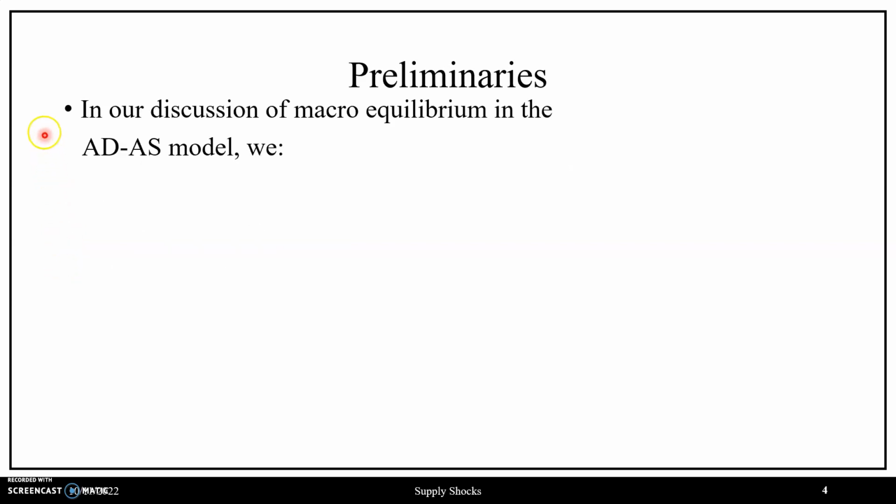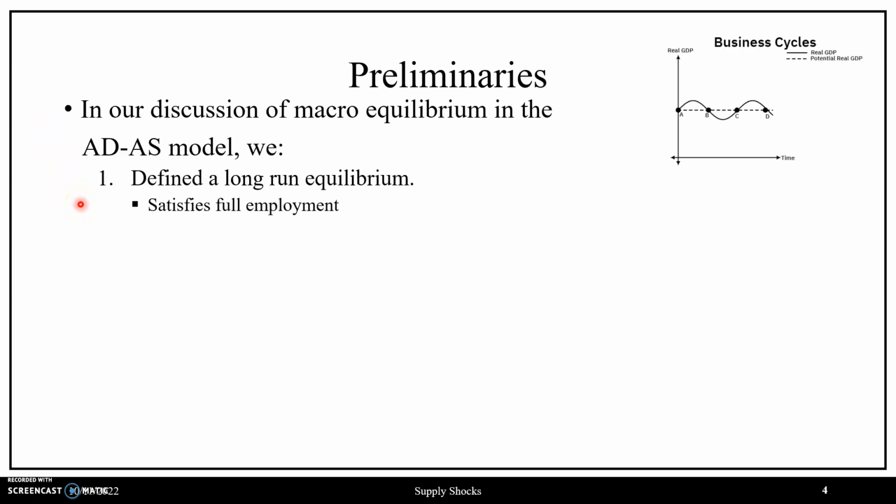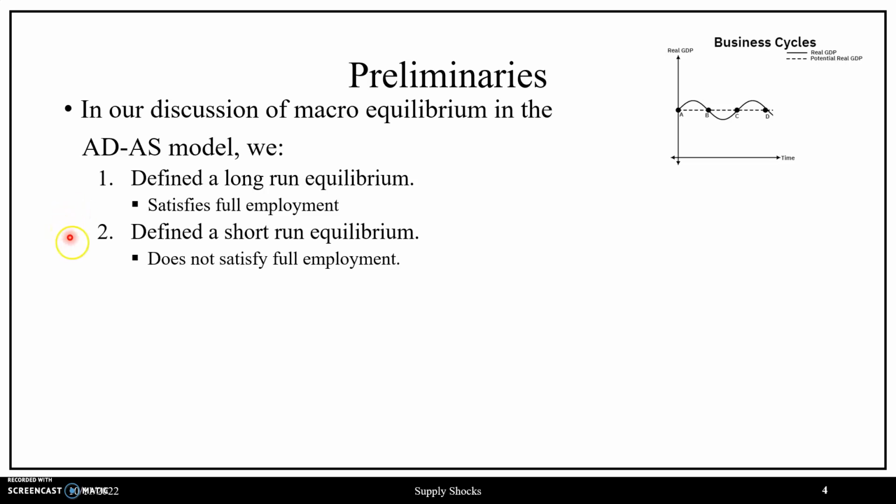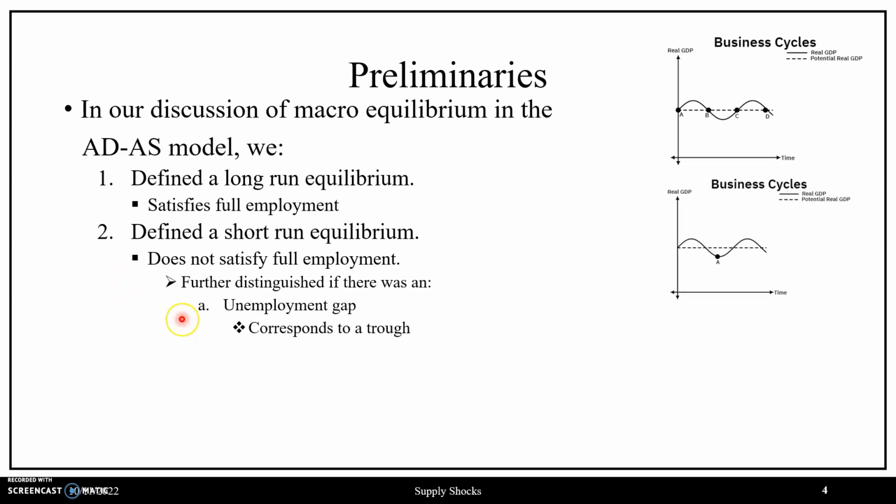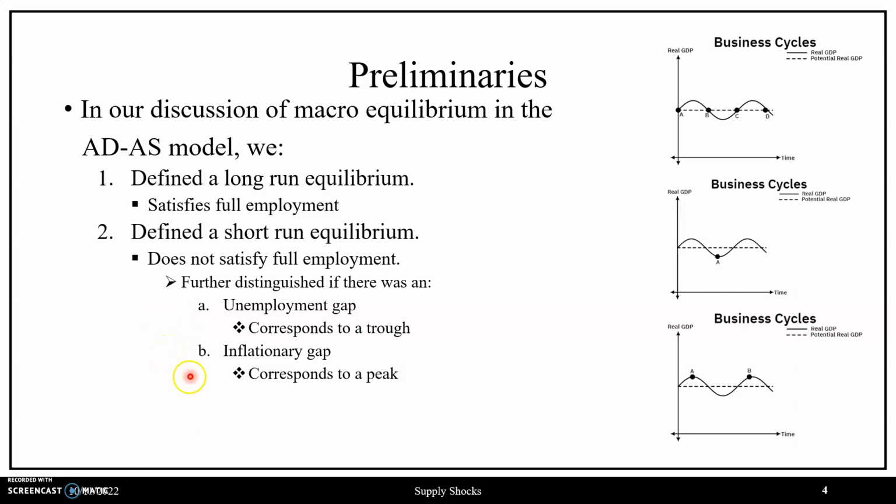With this in mind, beginning with some preliminaries, in our discussion of macro equilibrium in the ADAS model, we defined a long-run equilibrium as corresponding to full employment holding. We also defined a short-run equilibrium to designate when full employment did not hold. Additionally, with respect to a short-run equilibrium, we further distinguished if there was the existence of an unemployment gap to let us know that this corresponded to a trough, and if there was the existence of an inflationary gap to let us know if the economy was at a peak.